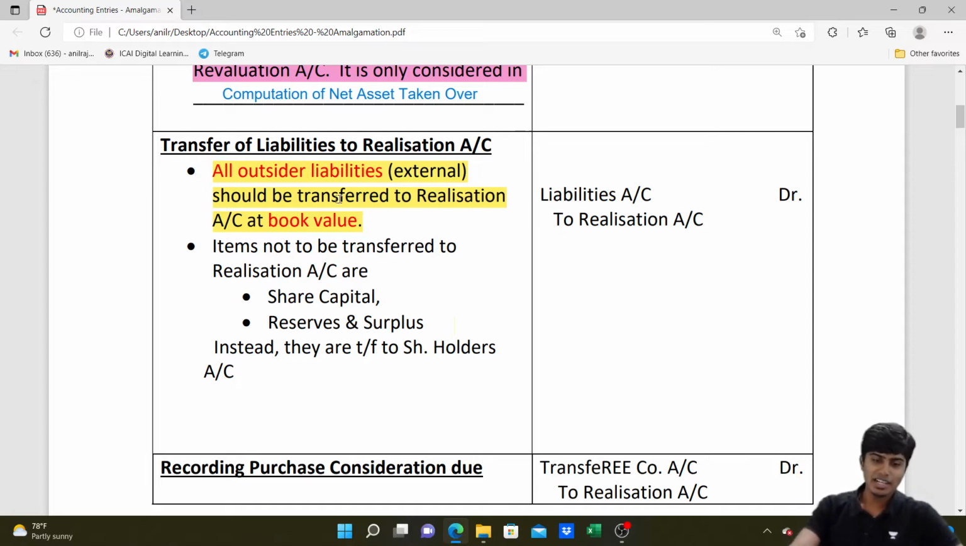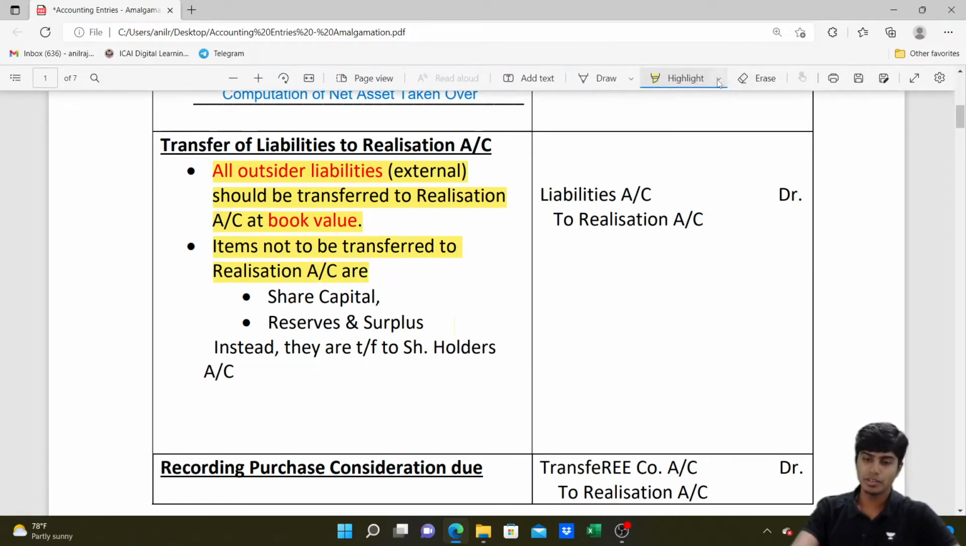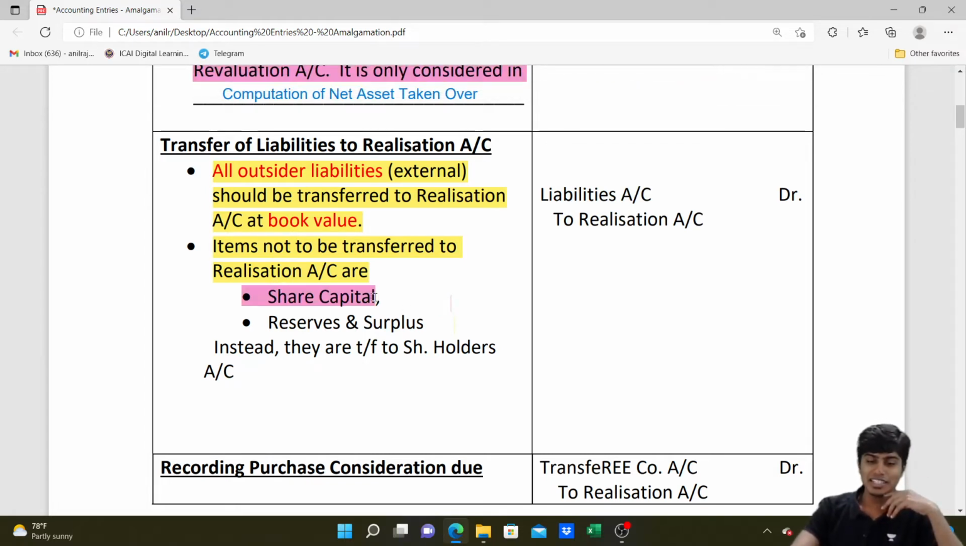Get that? Yeah. So items not to be transferred. Which items should not be transferred? Items that should not be transferred are share capital, reserves and surplus. I'll highlight it in a different color. I can highlight it in red, but if I highlight it in red, nothing will be visible.